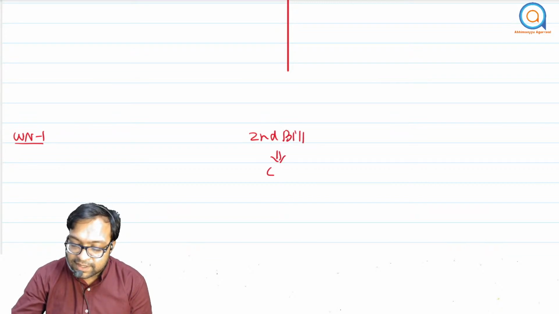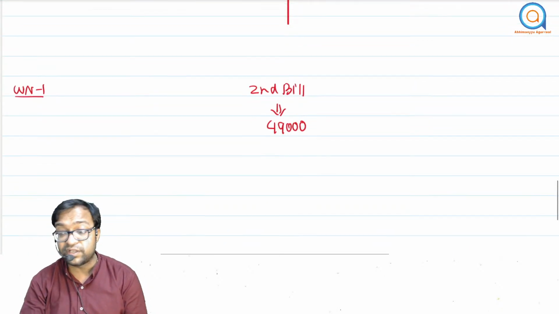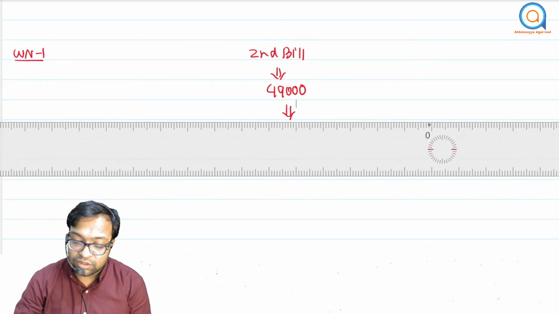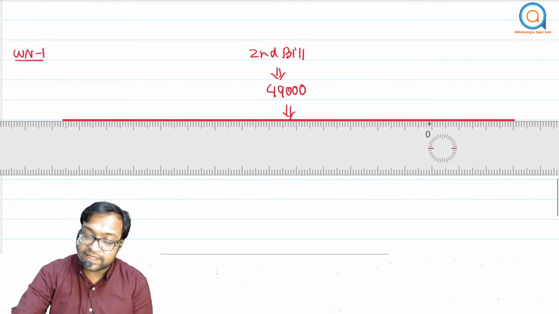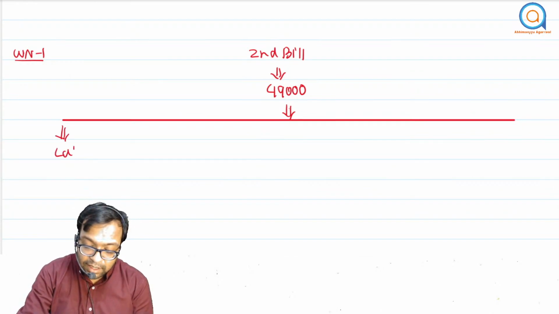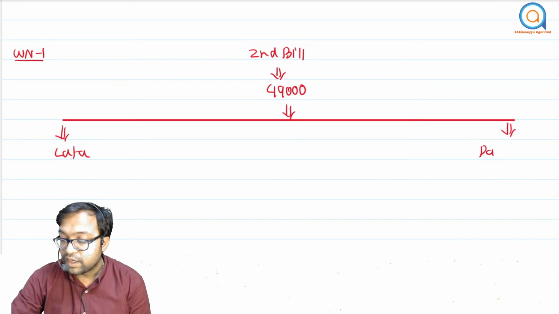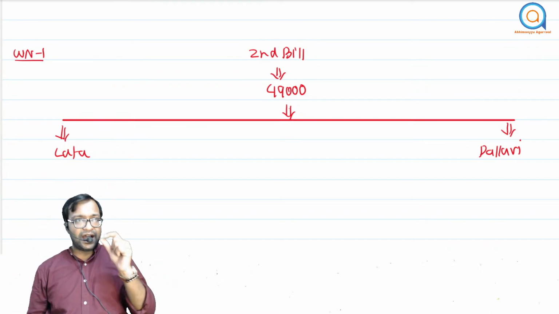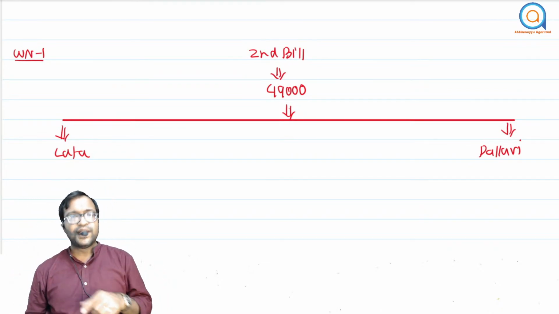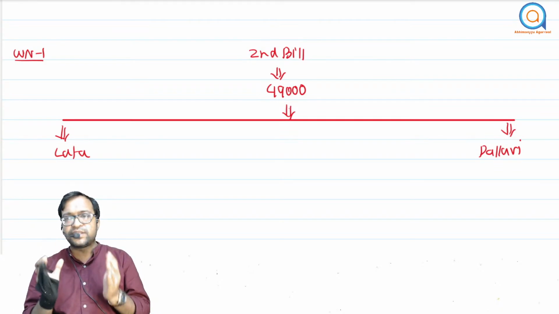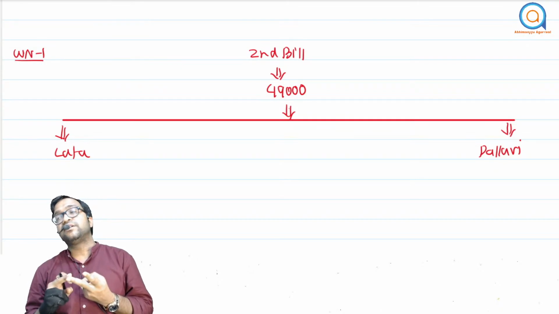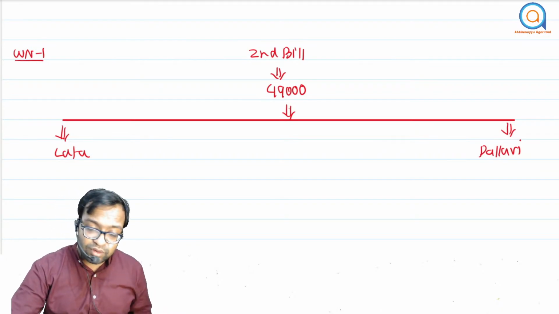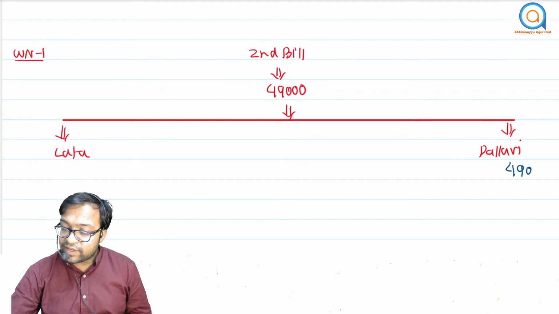Now the second bill was discounted and how much cash was received? 49,000. Now I need to understand, out of this cash, there are two persons. One is Lata and one is Pallavi. We have to understand who is using how much money. First tell me, I need a reply in the chat box. After discounting it for 49,000, who has this cash in hand? 49,000 cash is with whom? Lata or Pallavi? Tell me. Very good. This money is lying with Pallavi.